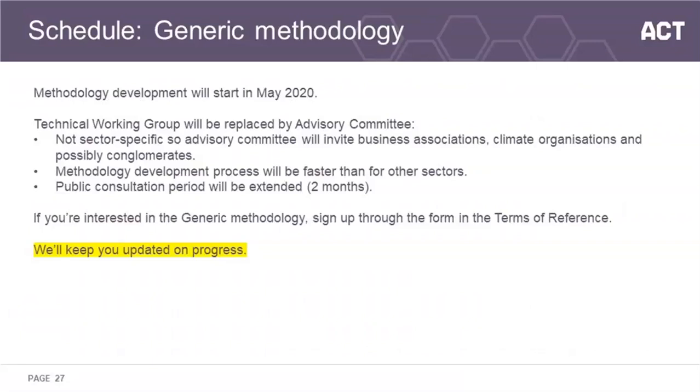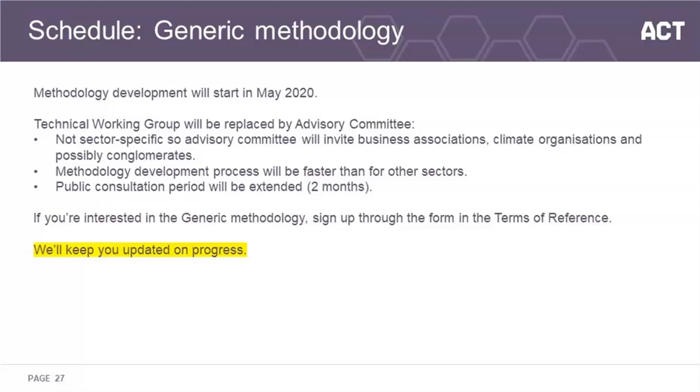For the generic methodology, as you understood, it's a bit different. It will not be really a technical working group. It will be replaced by an advisory committee. The advisory committee will have less than 5 meetings. The generic methodology is not sector specific, so in the advisory committee we will invite business associations, climate organizations, and possibly conglomerates, because you remember that the generic approach will allow to agglomerate ACT scores for conglomerates.